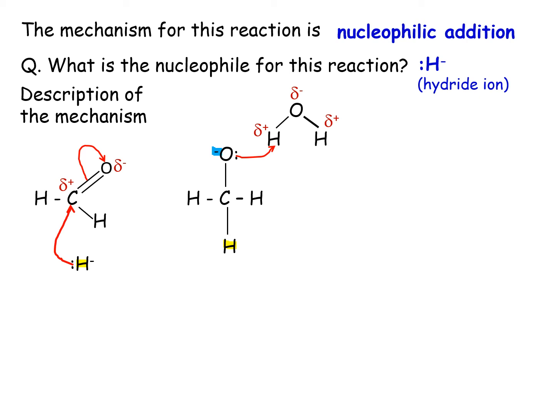So we're going to draw another curly arrow going from that lone pair to the hydrogen. Now that hydrogen needs to be released, so the O-H bond in the water needs to break. Again, it's heterolytic bond fission, so the arrow goes from the bond and the electrons are going to the oxygen.